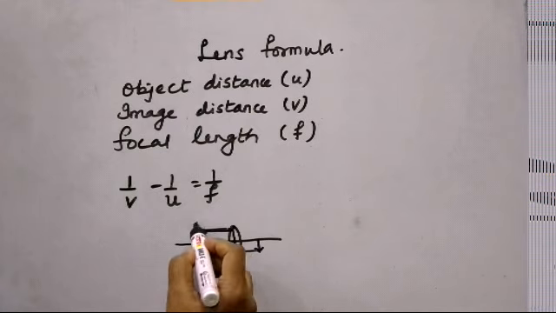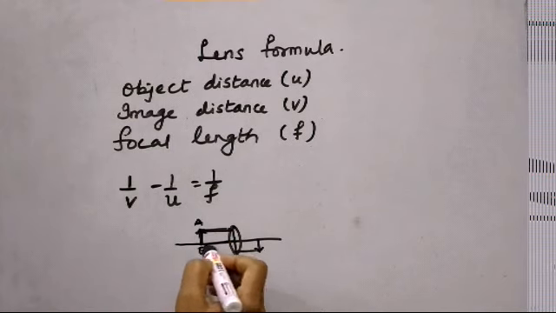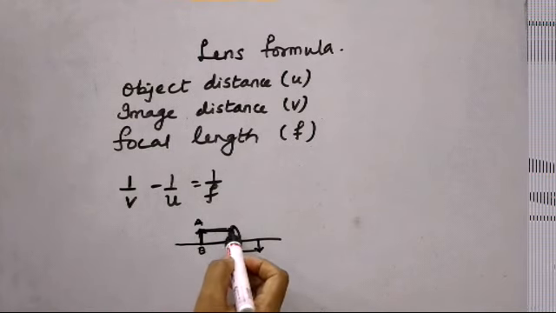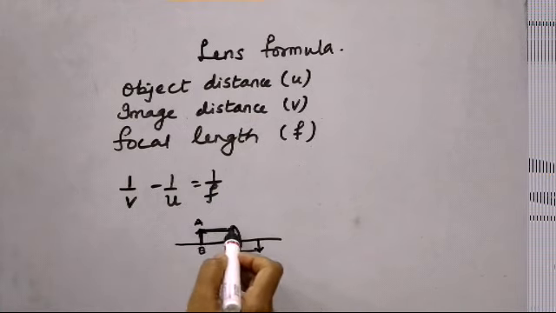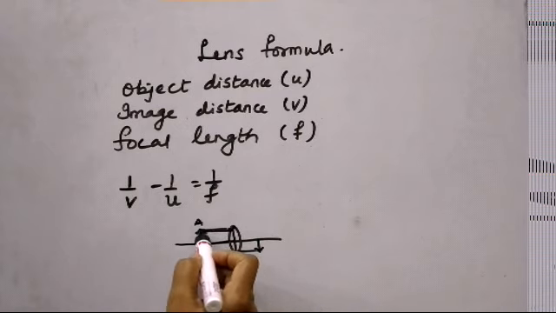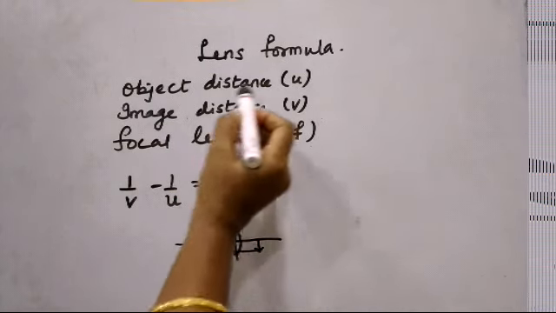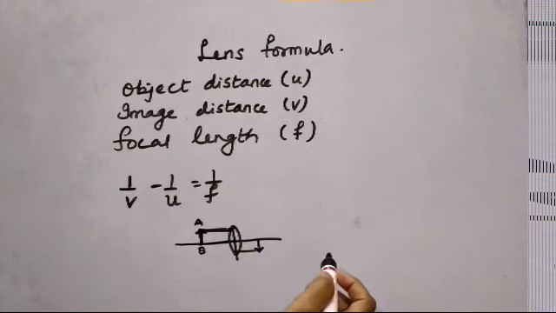So this is your object. Suppose this is AB. Okay. Now I have to find out the distance of the object from the lens. So I have to measure the distance from the optical center from this direction to this direction. So this is the object distance. How far the object is from the optical center O. So this object distance is represented by a symbol u.